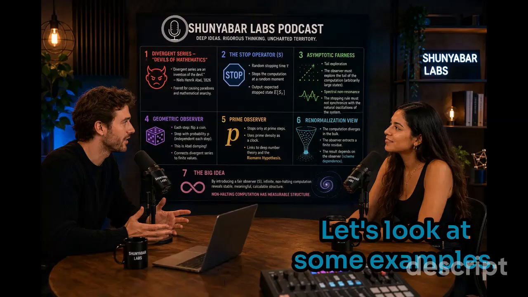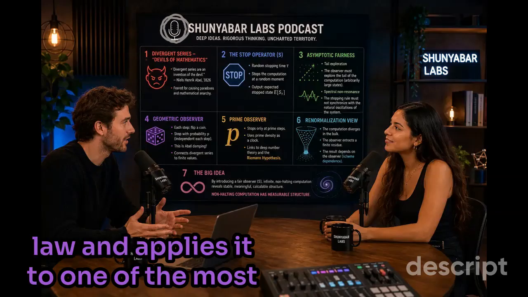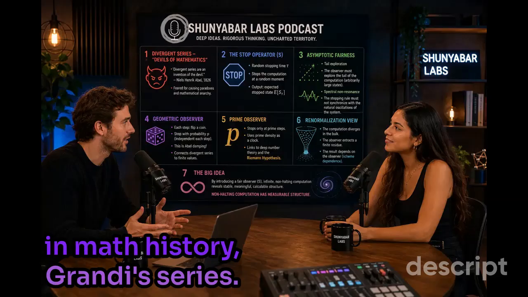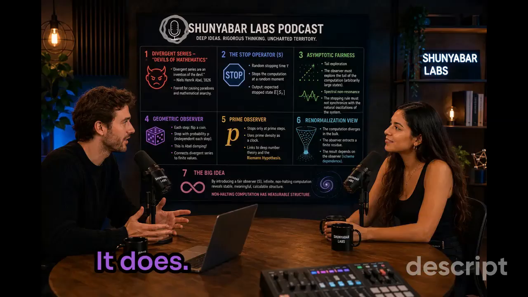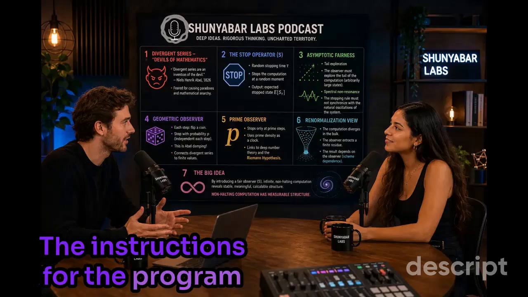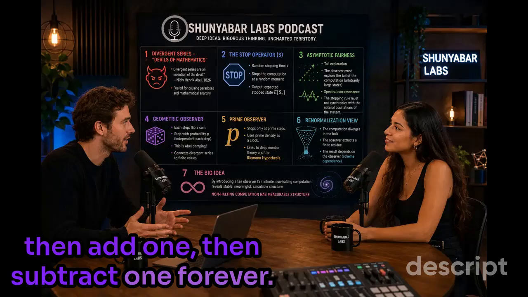Yes, let's look at some examples. The text takes this geometric stopping law and applies it to one of the most famously annoying infinite paths in math history, Grandi's series. Oh, Grandi's series. It looks so simple, but it breaks everything. It does. It's the bounded alternating path. The instructions for the program are just add 1, then subtract 1, then add 1, then subtract 1, forever.